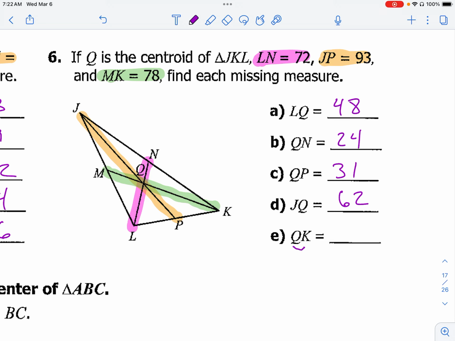And then QK down here is on the 2/3 side of MK in the green. MK is 78. 2/3 of 78 is 52.